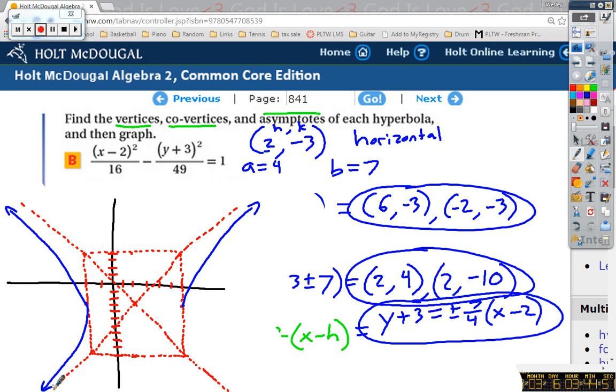And there's one, of course, in your book that probably shows you a little better picture than what I drew. Basically the same thing though, okay? And that's how we do our items with hyperbolas.